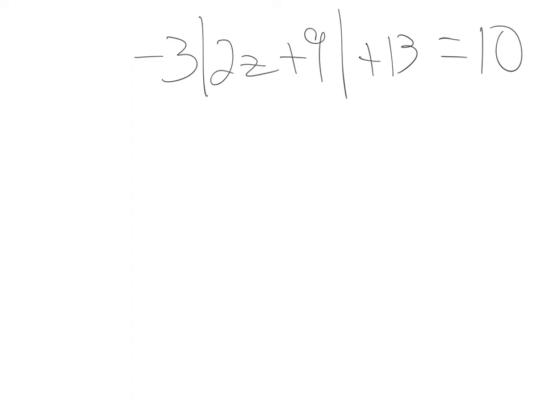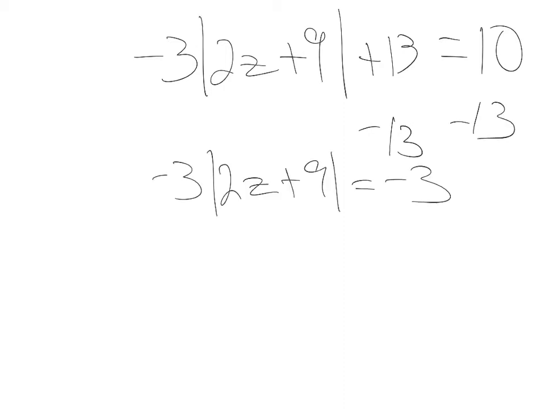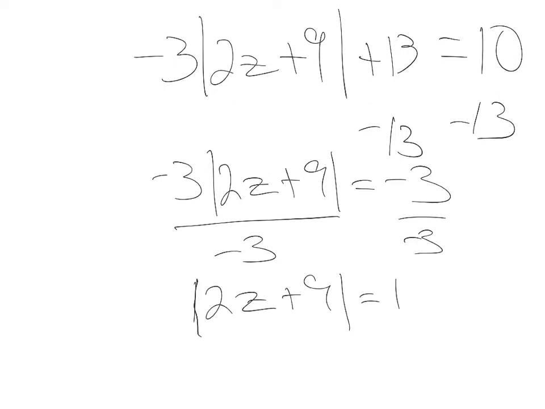Okay, so here we have an absolute value equation. We've got some things going on inside the absolute value sign. We've got some things going on outside the absolute value sign. So first we're going to subtract 13 from both sides. Next we're going to divide both sides by -3. So we have the absolute value of 2z plus 9 equals 1.